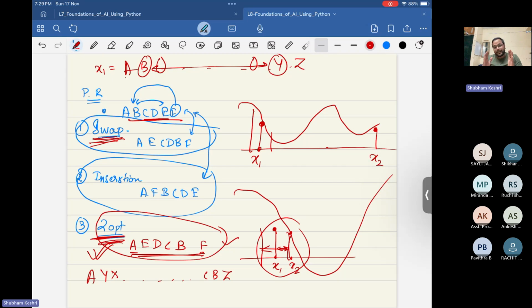And again, I'm telling you, if you're not able to understand this part, it's all right, because these are advanced concepts of this topic. Okay, it's fine. Any doubt?